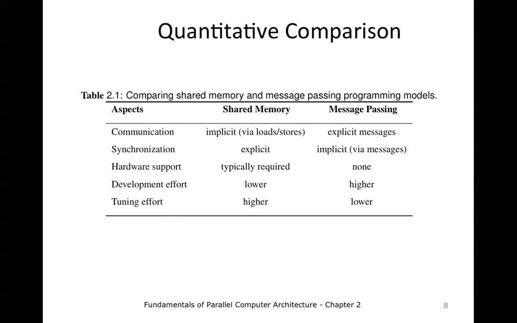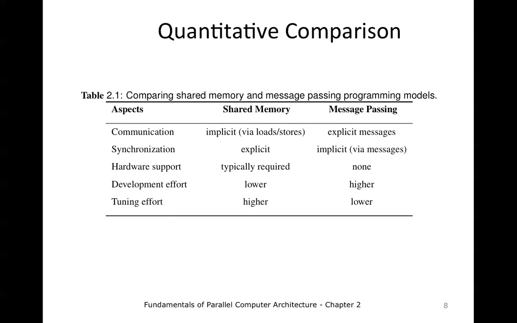The next aspect is how much hardware support is needed. For shared memory, it depends, but typically it's required, especially if you want to build large systems. The complexity of the hardware support depends on the size of the system. A small system has less hardware complexity. On the other hand, message passing typically does not need special hardware support. It only needs the ability to send and receive a message.